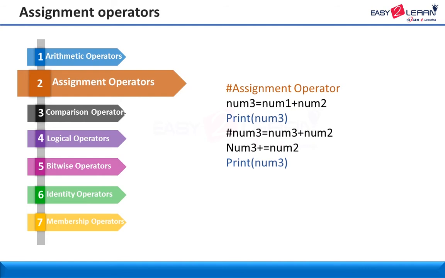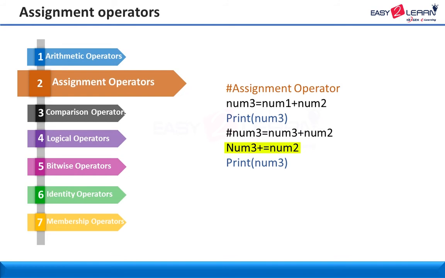This is the first case, where you are using three variables. Let's say you need to use only two variables. When you say number 3 is equal to number 3 plus number 2, this becomes a tedious task where you are repeatedly using the same variable. So Python gives us a shorthand using an assignment operator. You can rewrite the expression number 3 is equal to number 3 plus number 2 as number 3 plus equal to number 2. It is just a shorthand writing using an assignment operator.